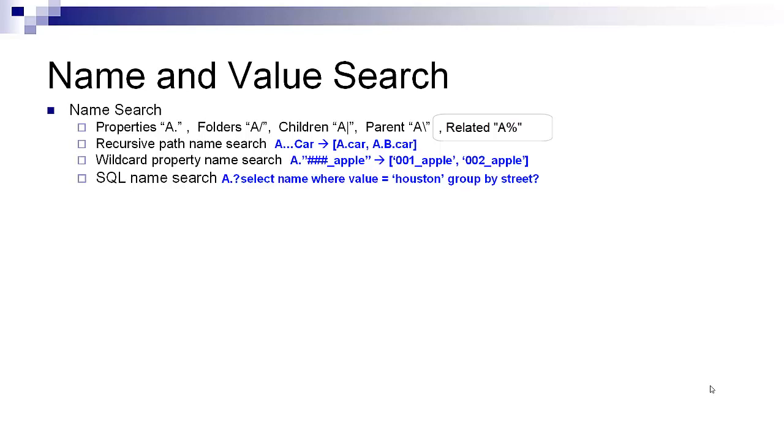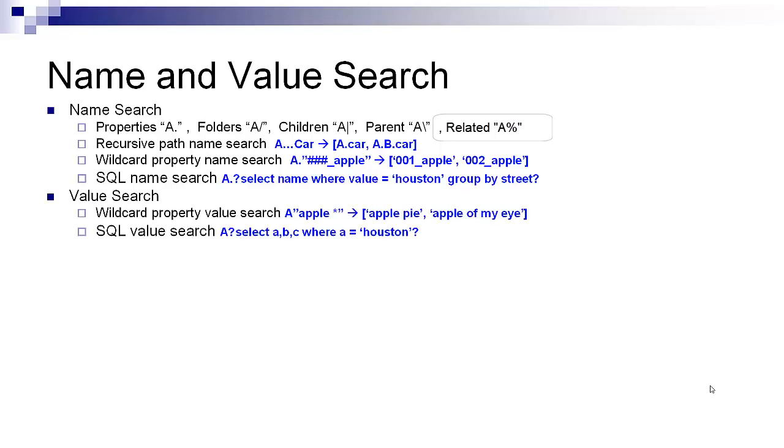The parent of some container, the parent of A, is represented with a backslash. We have recursive name searches, so we can have a nested cell structure, and we can search the whole structure by using 3 dots. We can do a wildcard property name search simply by putting quotes around it. So A dot is the property names of A, and we can search that with wildcards by putting it in a quoted string. And then we can do a SQL name search by putting a question mark.